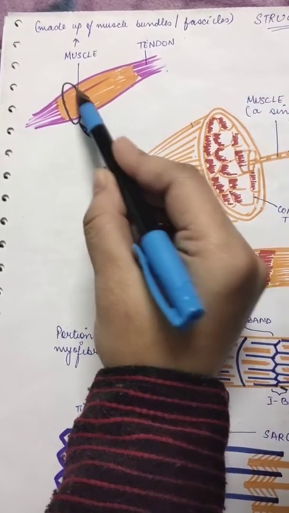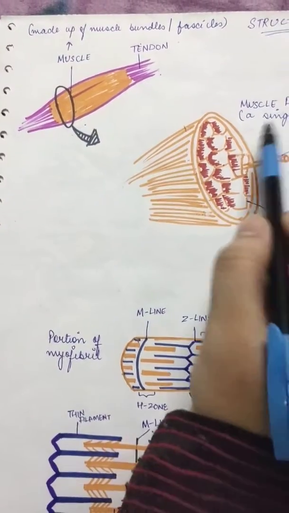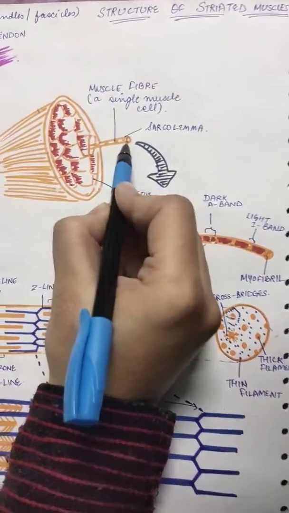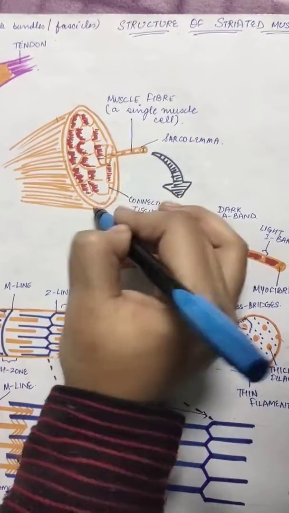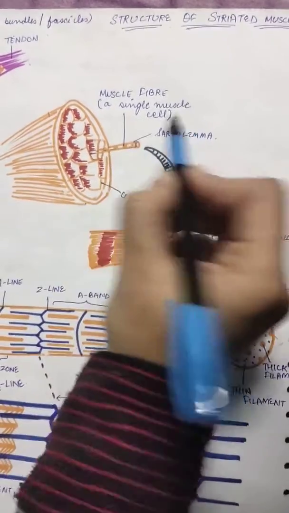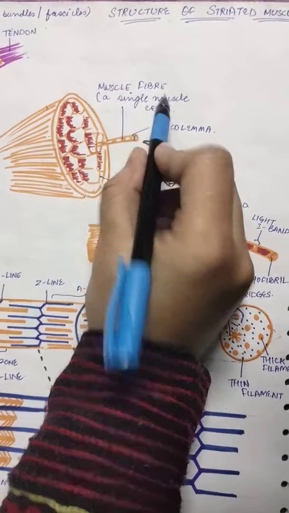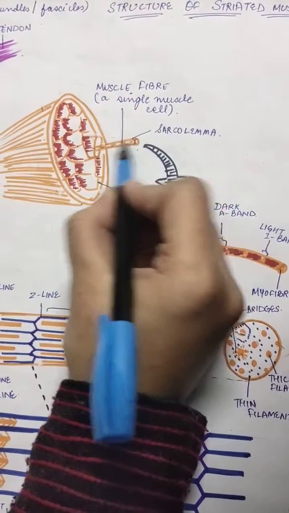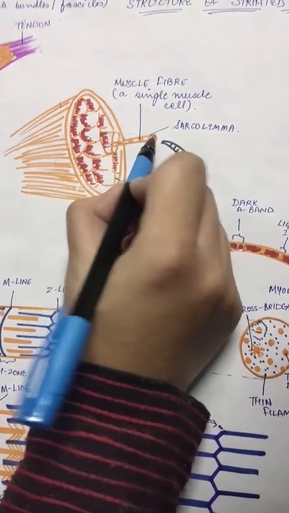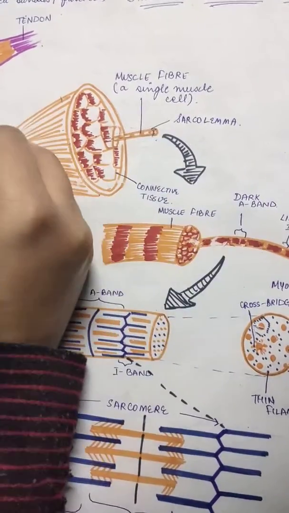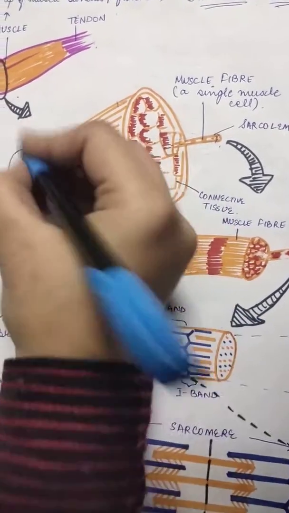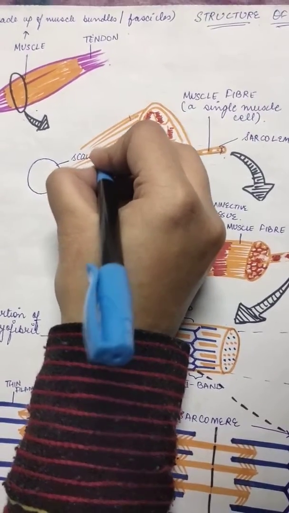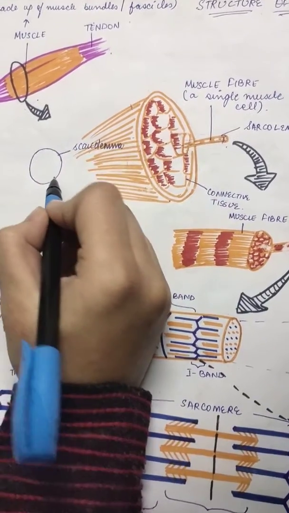So if we take a section of the muscle, each muscle contains muscle fibers. This is the muscle fiber. This completes the muscle bundle and it contains the muscle fibers. The single muscle fiber is known as a muscle cell, and each muscle fiber is surrounded by a membrane called sarcolemma. This is the plasma membrane of the muscle, called sarcolemma.